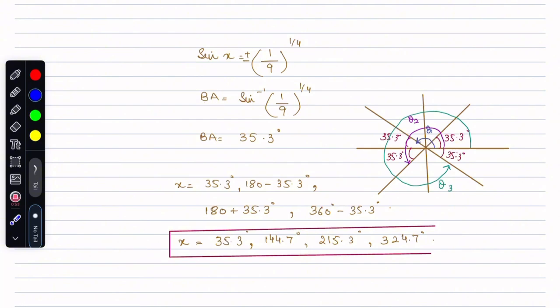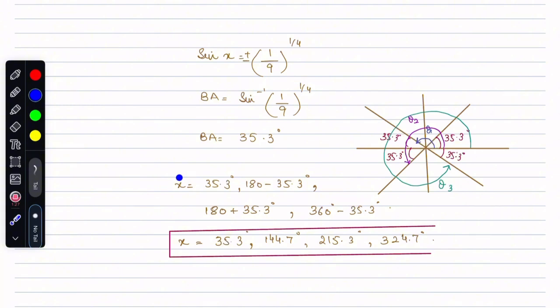Next step, find the basic angle. So basic angle then will be equal to sin inverse of (1/9) to the power 1/4. This gives me the basic angle, which is 35.3 degrees. After finding the basic angles, we know that the basic angle has to be taken with respect to the x-axis. So the first basic angle is in the first quadrant, lying here. Second one over here. The third one is 35.3 here, and the fourth one is 35.3 along this x-axis.